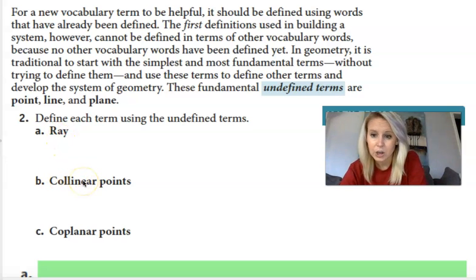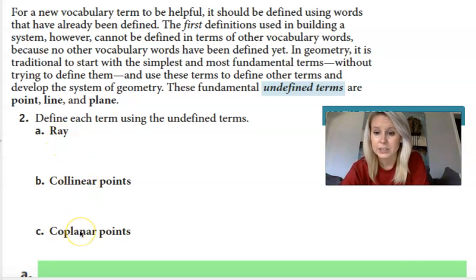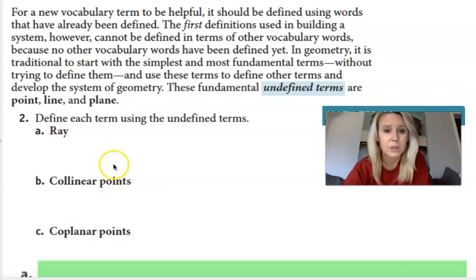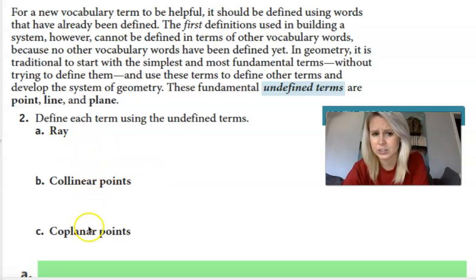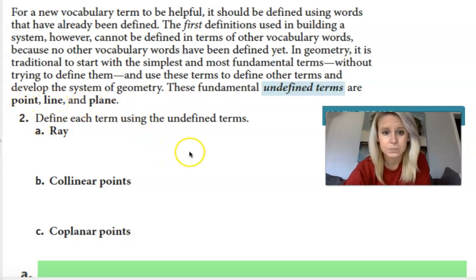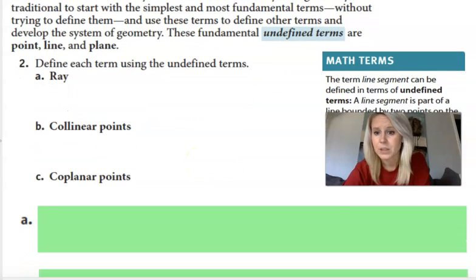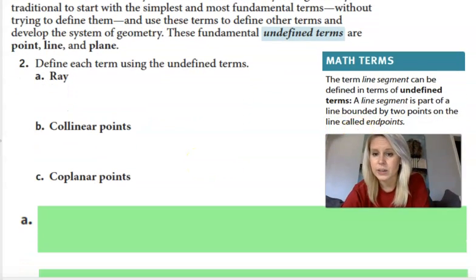Maybe you haven't seen collinear. Maybe you haven't seen coplanar before. But I want you to try and define each of these three terms. You can use the word point, a line, and a plane if you'd like to. Okay, so let's look at an example real quick.